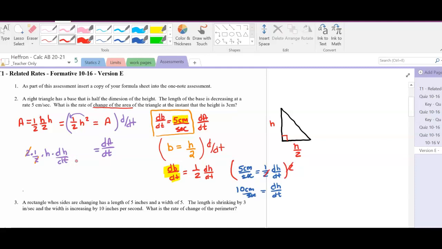Now I can take that 10 that I just found and plug it in here. At the instant the height is 3, well, that'll go there. And I have 3 times 10, or 30 centimeters squared, because we want area, per second, equals the change in area with respect to time.